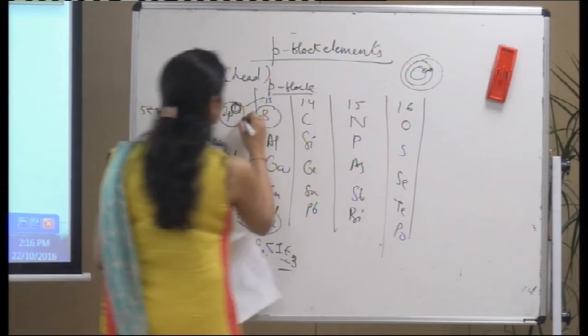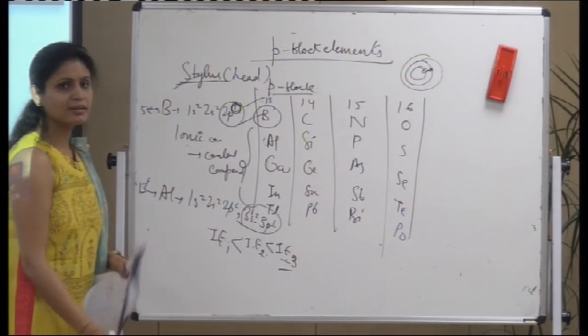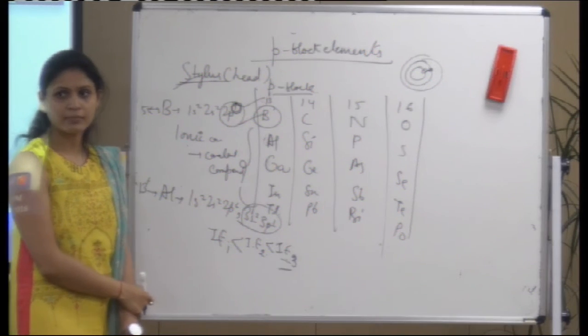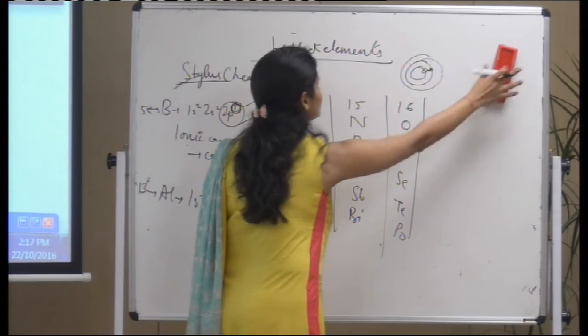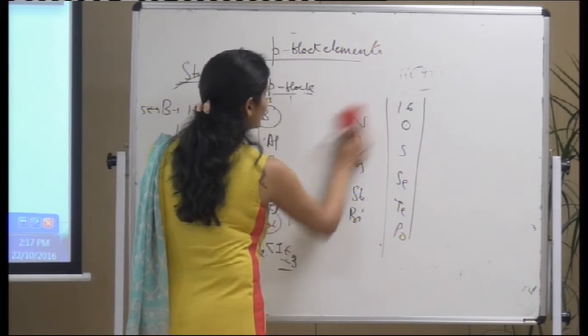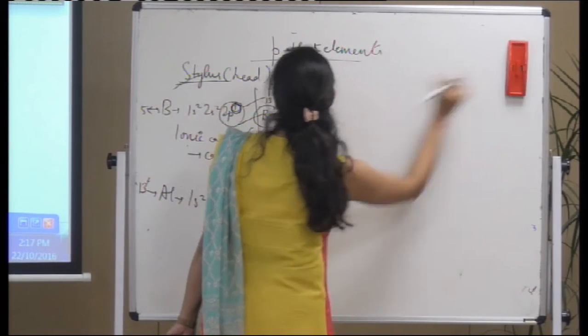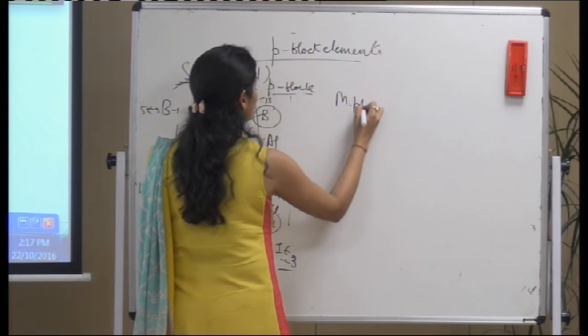This was about ionization energy. The other property could be a physical property. Melting point and boiling point. Should the melting point and boiling point increase or decrease down the group? Melting point and boiling point.